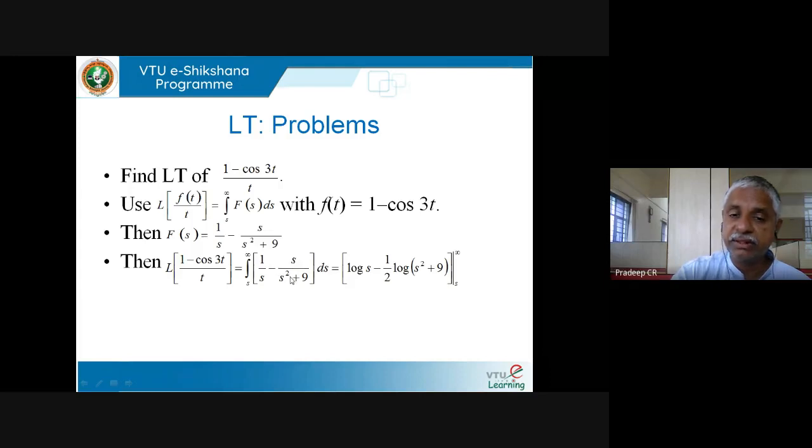The numerator is derivative of denominator. The factor 2 is missing, so you multiply and divide by 2. So I get a half into 2s by s squared plus 9. Then numerator is derivative of denominator. So the integral of the whole thing is log of the denominator. So minus half will remain outside, and it will be log of s squared plus 9. And everything between the limits s to infinity. Lower limit of this is s. Upper limit is infinity.